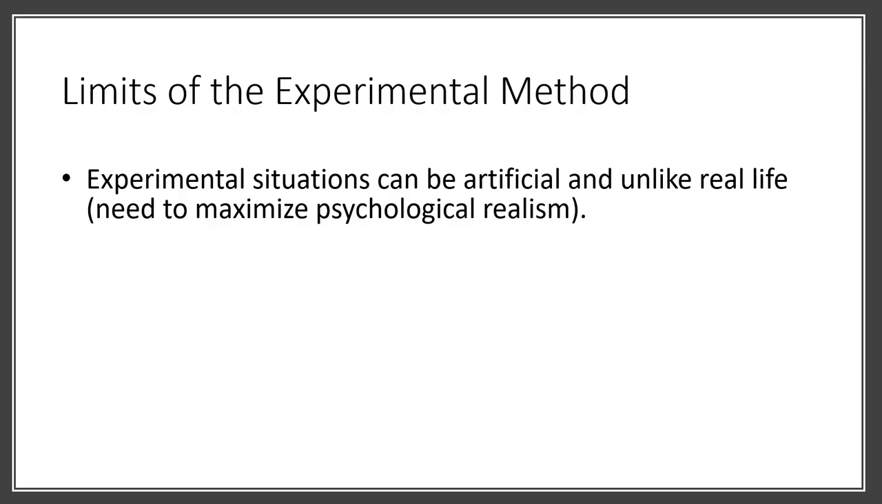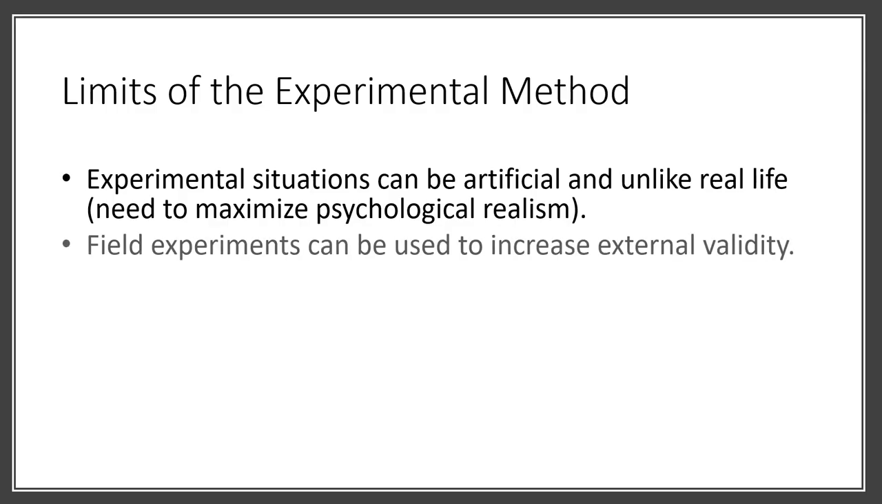It's just not right. It's illegal. So we have to do something artificial, like being willing to push a button to deliver white noise to a competitor in a game. We can call that aggression, but is it really the same as getting into a fist fight with your neighbor? No, it's not. So one of the problems with experimental techniques is that they do tend to be artificial.